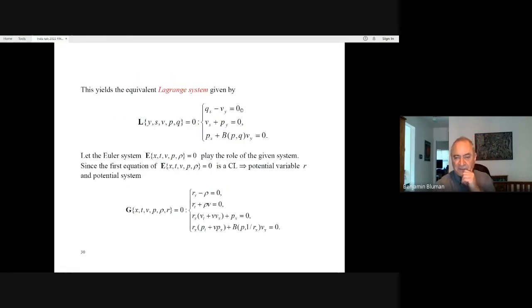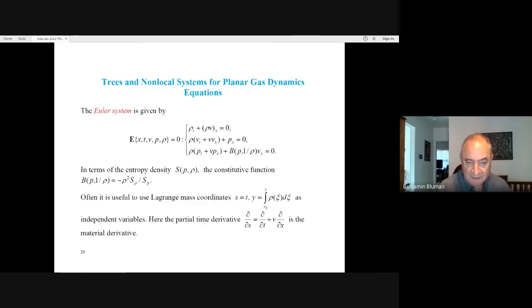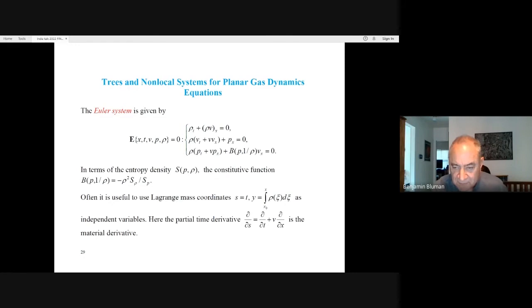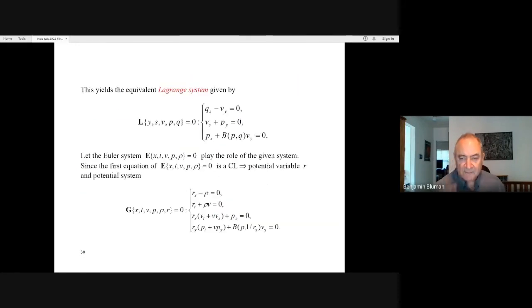Here's the Lagrangian system in terms of P, Q, and V. Now, let the Euler system play the role of the given system. I'm going to show how we can use the methods I've been discussing, the potential approach, to get directly the Lagrangian system. Okay, let the Euler system play the role of the given system.